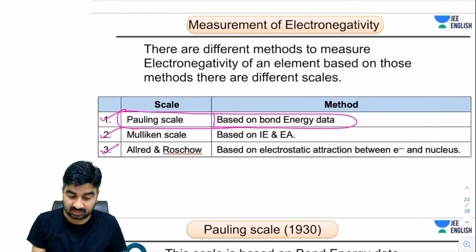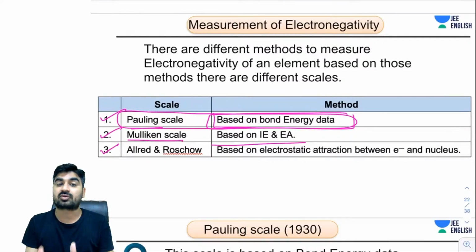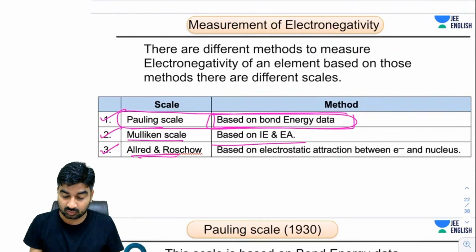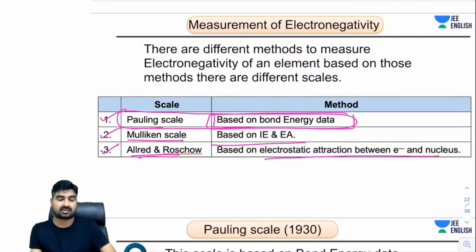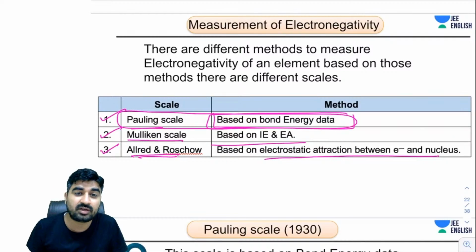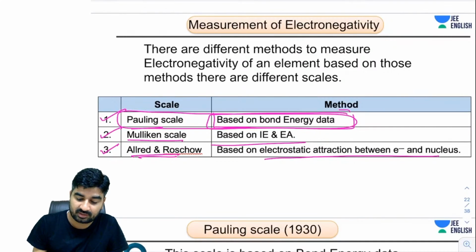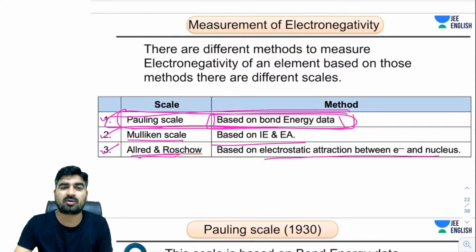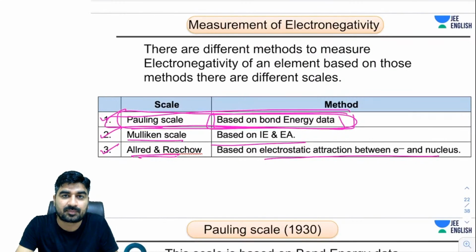The Pauling scale is based on bond energy data. Mulliken scale is based on ionization energy and electron affinity data. You must remember these things. Allred and Rochow is based on electrostatic attraction of nucleus and electron. So there are 3 scales, but right now we are going to take one, because generally problems are asked from Pauling scale only. Mulliken and Allred-Rochow are not there in NCERT.